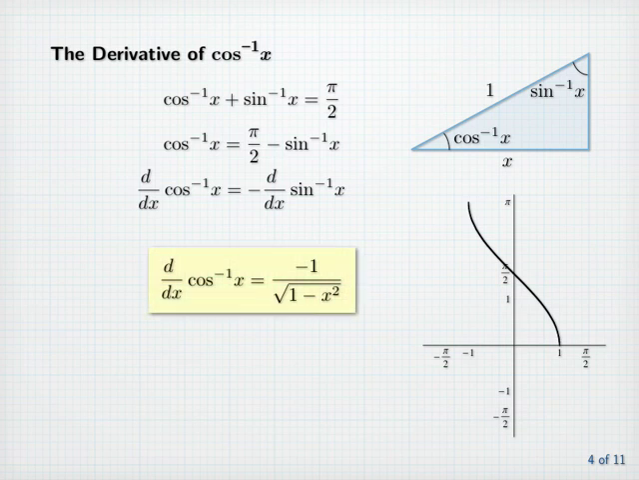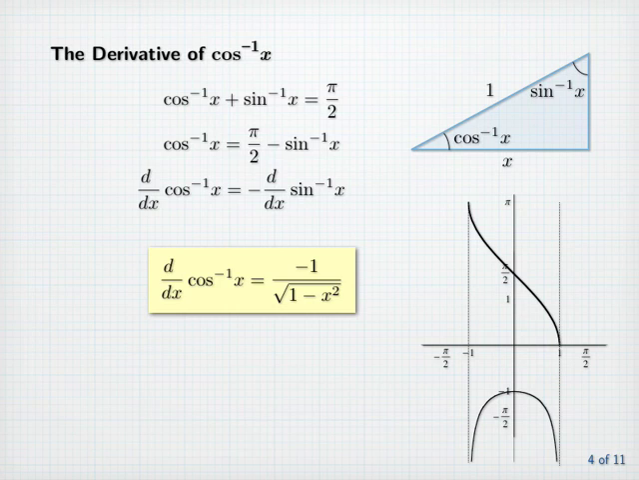Now let's differentiate both sides of the identity, and we find that the derivative of inverse cosine of x is the negative of the derivative of the inverse sine of x, and so we have minus 1 over the square root of 1 minus x squared. Now here's the graph of the derivative.